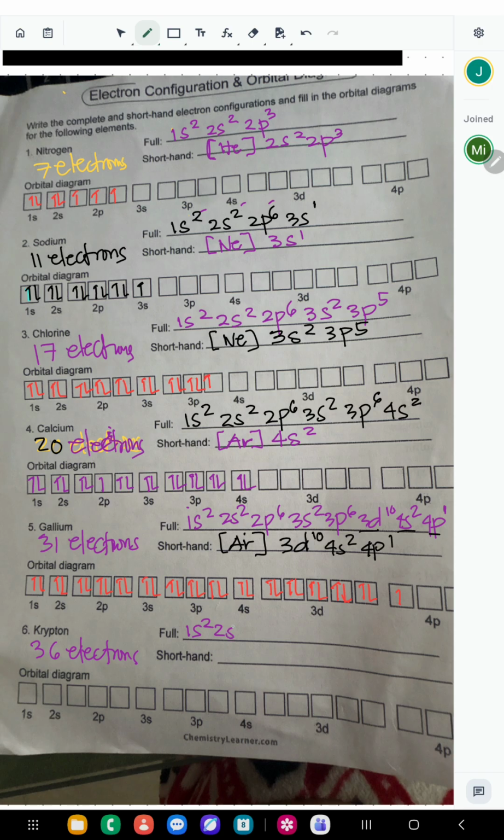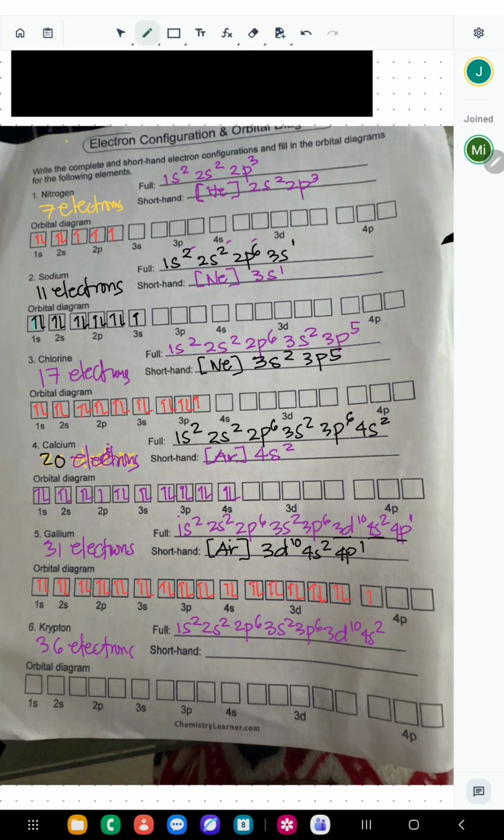So that would be 1s2, 2s2, 2p6, 3s2, 3p6, 3d10, 4s2, there's 30, 4p6, so that's 36.